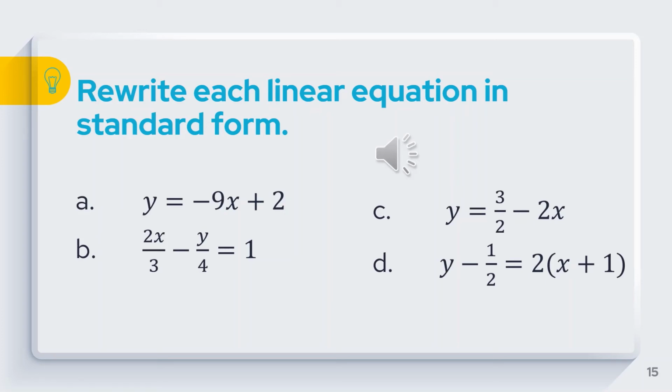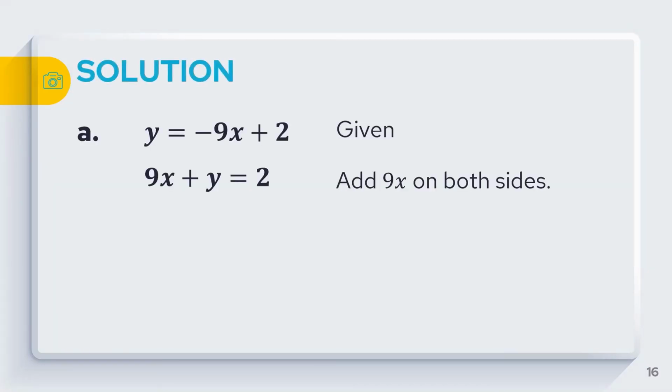I have here 4 given examples. For the first example, the given is y is equal to negative 9x plus 2. This is our given. So for the solution, what we're going to do is to simply add 9x on both sides. So once we do that, it will become 9x plus y, and negative 9x will be eradicated, and the remaining on the right side will be 2. So this is now our equation in standard form. The answer is 9x plus y is equal to 2.